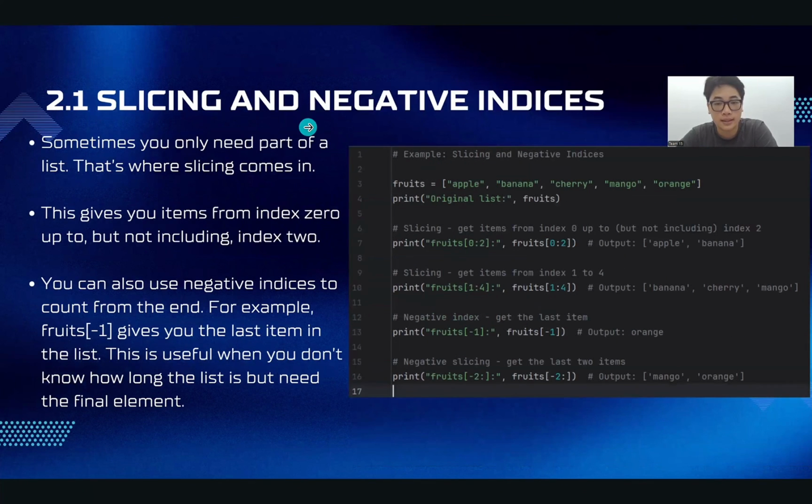Moving on to slicing and negative indexes. Sometimes you only need part of a list. That is where slicing comes in. This gives you items from the index 0 to 2, but not including index 2. You can also use negative indexes to count from the end. For example, fruit[-1] gives you the last item in the list. This is useful when you don't know how long the list is, but you actually need the final element.